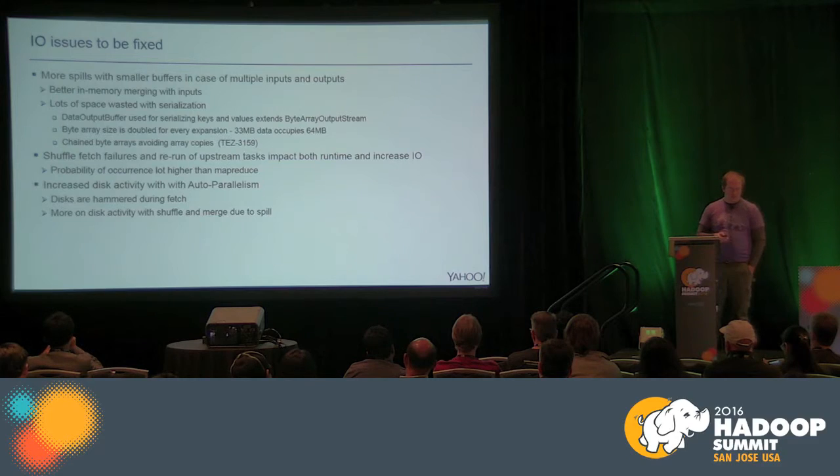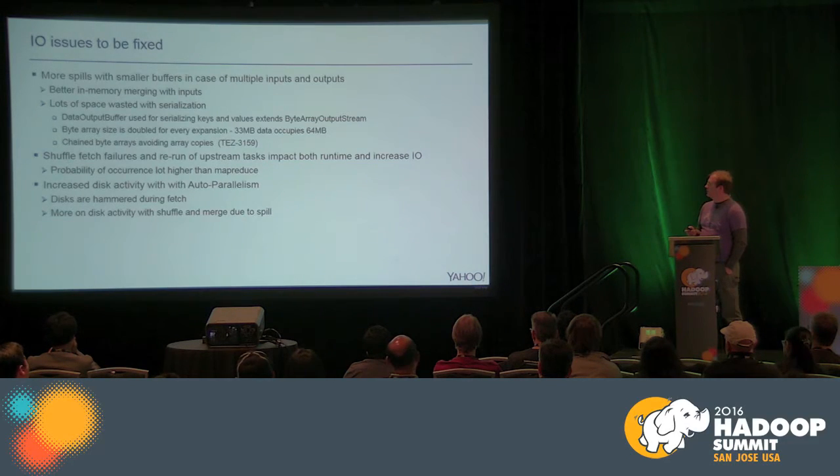When that comes into play with autoparallelism, for example, the amount of shuffles that is needed is just incredibly high. It's going to hit the disk harder.